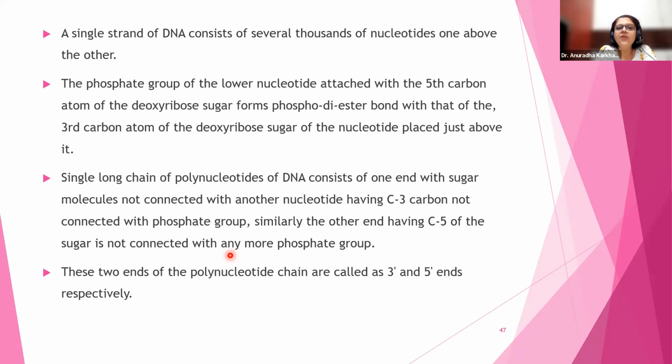A single long chain of polynucleotides of DNA consists of one end with a sugar molecule not connected with another nucleotide, having carbon 3. Not connected with a phosphate group. Similarly, the other end having C5 of the sugar is not connected with any other phosphate group. So they are going to be in a linear way. The chain is one above the other, and they are not attached to anything anywhere. The two ends of the polynucleotide are called the 3' end and 5' end respectively: 3' and 3', 5' and 5'.